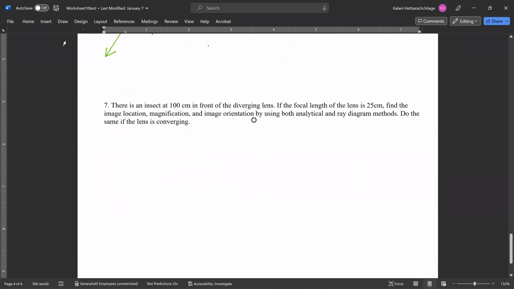Okay, so we're going to do it for the diverging lens, right? So divergent and convergent lenses, both again, I will do one of that. Now there is an insect at 100 centimeters in front of the diverging lens. Divergent lens means the focal length is negative, right? That you need to keep in mind.